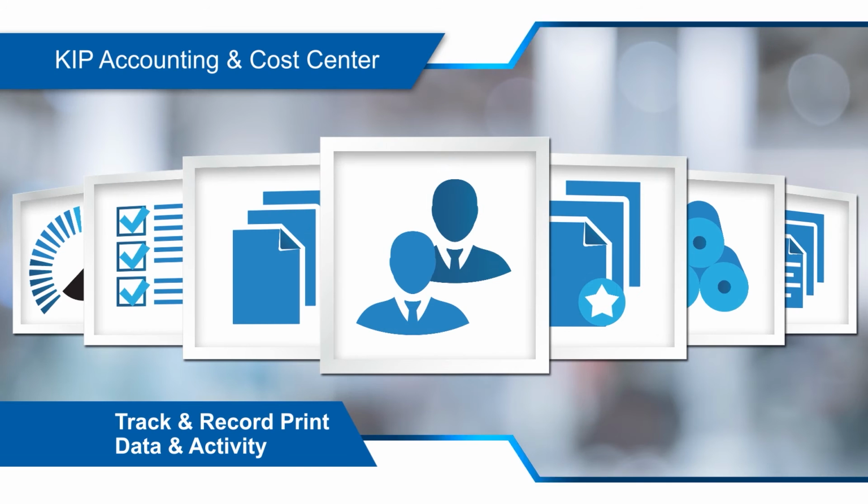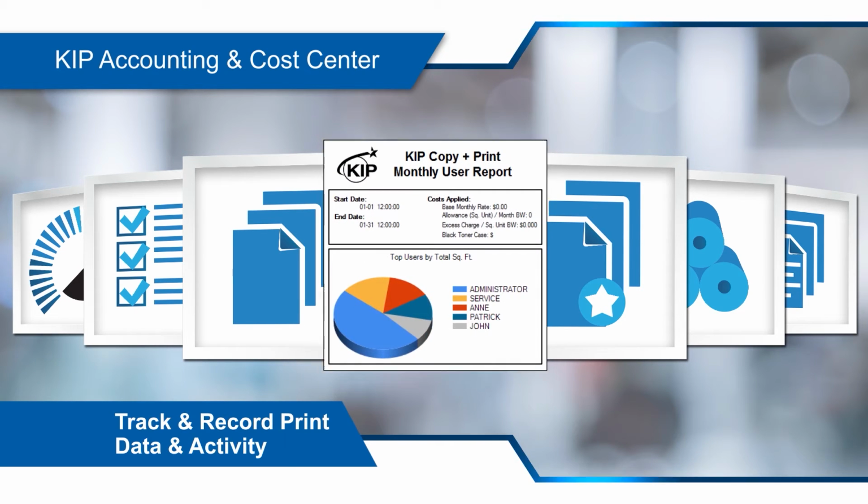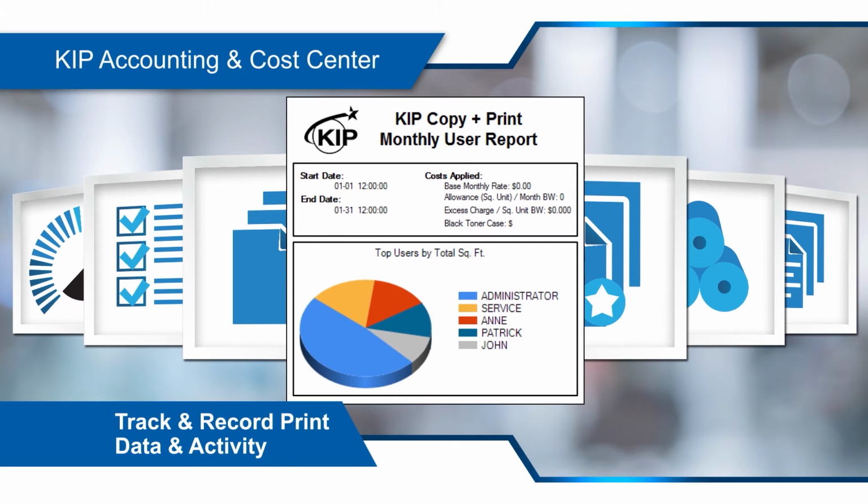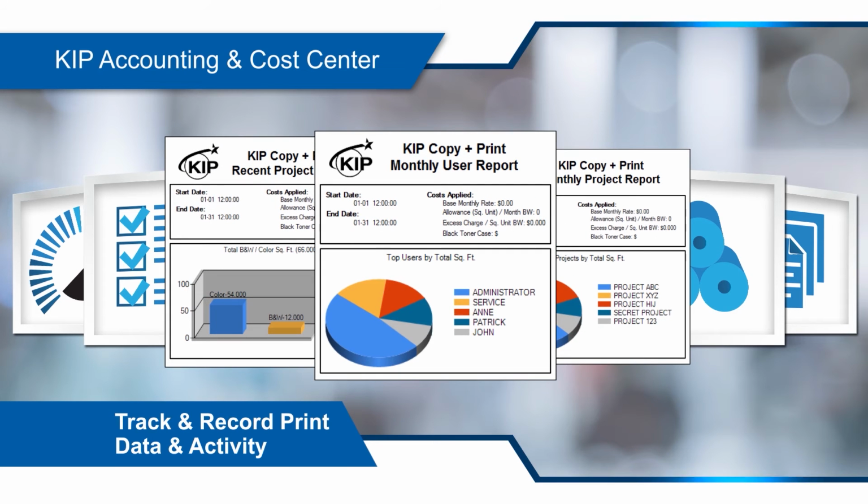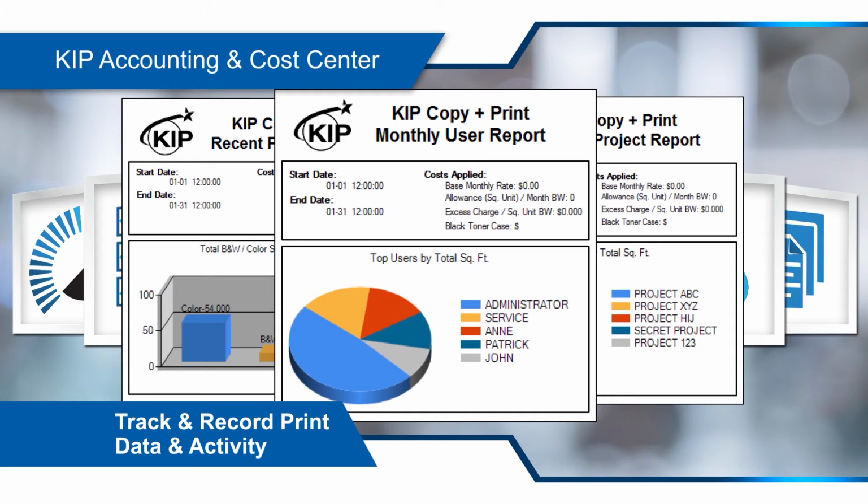KIP Cost Center generates 7 different real-time professional reports. View user reports to see everyone's printing volumes. Retrieve recent project reports to verify print cost savings. Review coverage reports to confirm print coverage percentage by tiers. And create billable revenue with project and department reports.